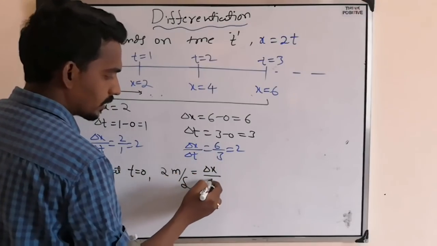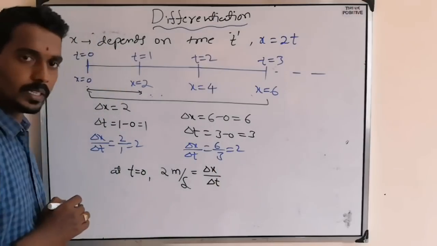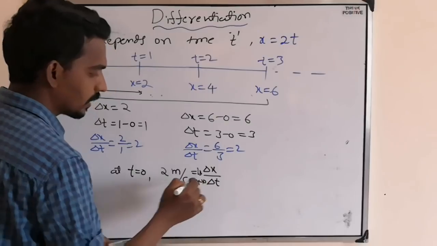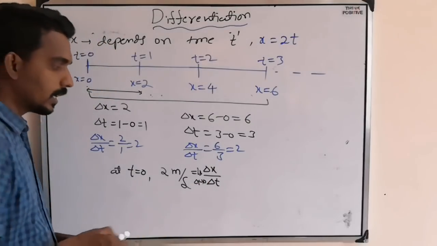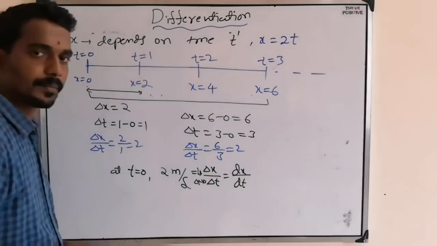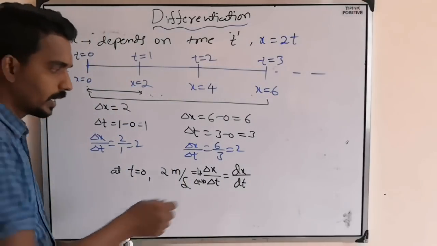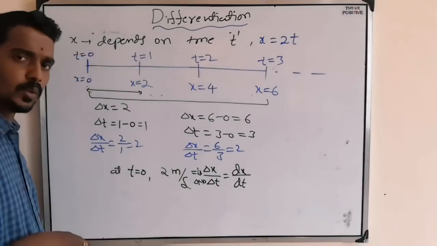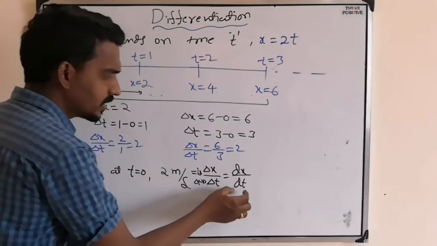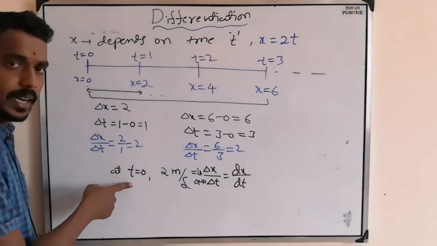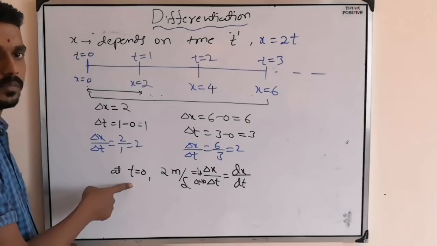What is this value? Change in x with respect to t under the condition delta t tends to 0. Nothing but dx by dt. So dx by dt is change in x with respect to t. But what change it is? Instantaneous change. At what instant? At t equal to 0.